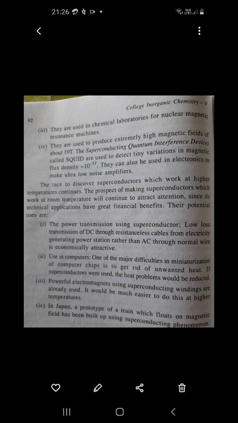Okay, so here we finish this topic. In the next video lectures we will start molecular orbital theory.